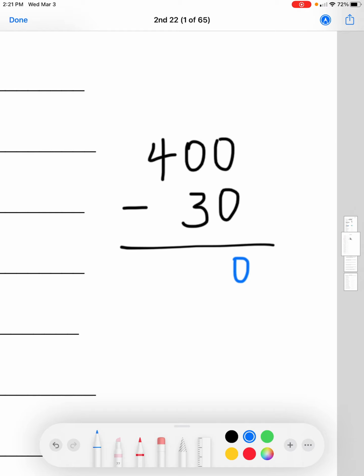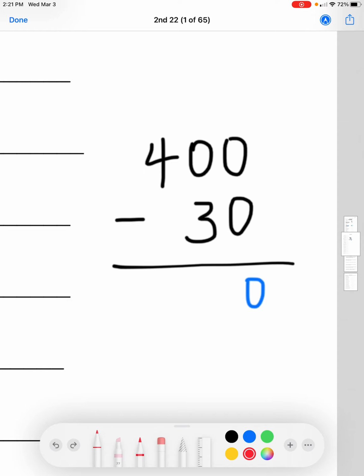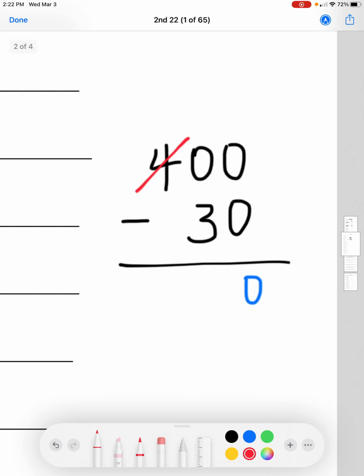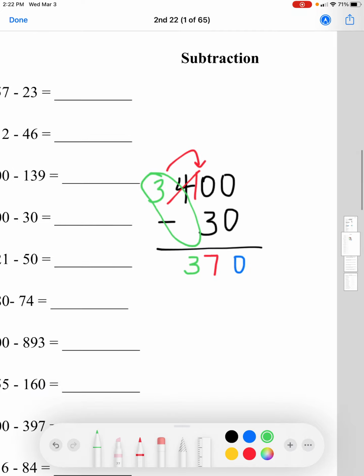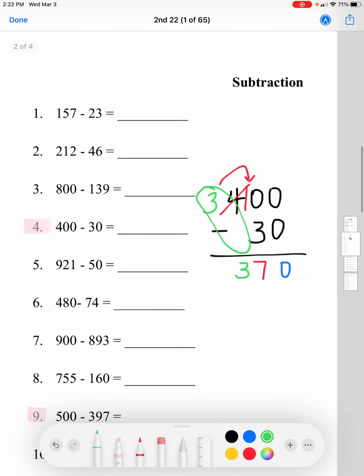And then let's go into our tens place. We have 0 minus 3. Since we can't do 0 minus 3, you can't take away 3 from something you have nothing of, we're going to regroup a 100 and bring that 10 to here. Now we have 10 minus 3, which is 7. And then we have 3 minus 0, which equals 3. So 400 minus 30 equals 370.